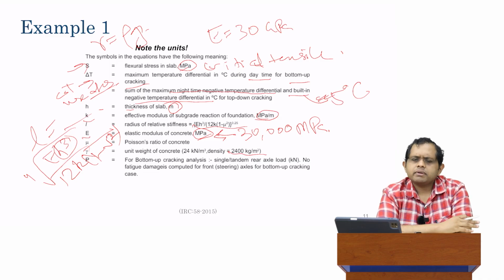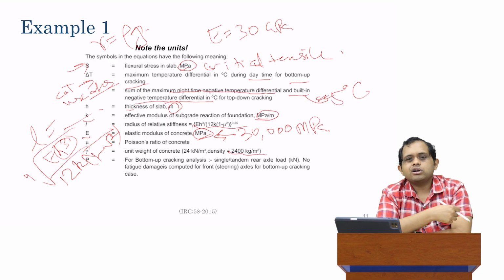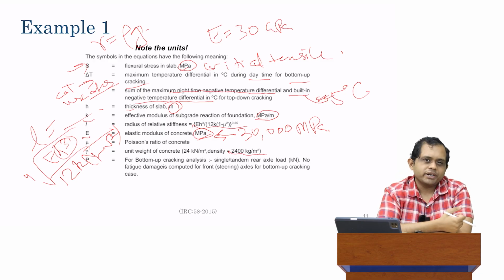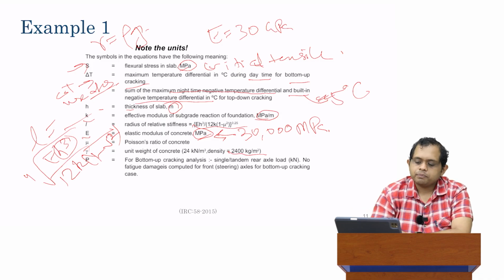It can vary. For typical concrete, it can be 2,200 to 2,500. If you're using different types of concrete, maybe with steel fiber, maybe you can go above 2,500. If you're using lighter concrete, maybe lightweight aggregates, you might go below 2,200. Somewhere in that range. If you don't know anything else, a decent typical value is say 2,400, and that's what the code recommends also.